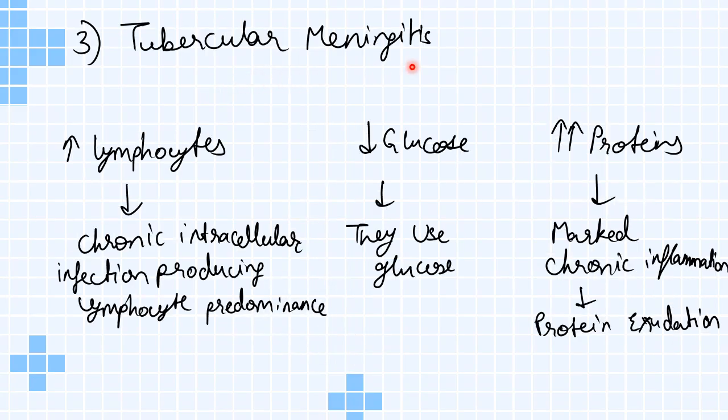Why in tubercular meningitis? In tubercular meningitis, lymphocytes predominate because tuberculosis is a chronic intracellular infection. Glucose decreases because the organism utilizes glucose. Proteins increase due to chronic inflammation and protein exudation.